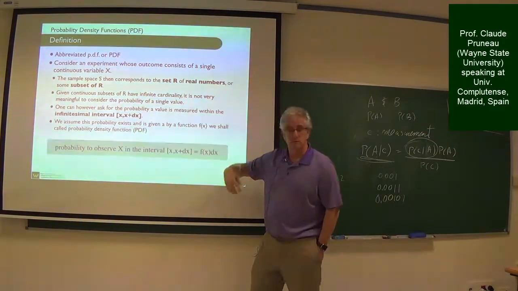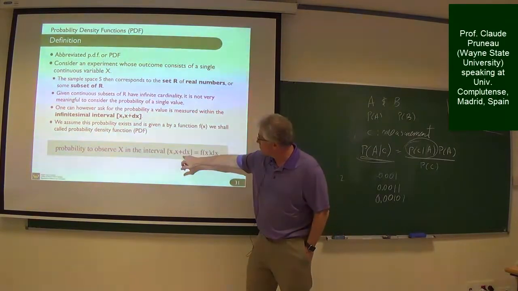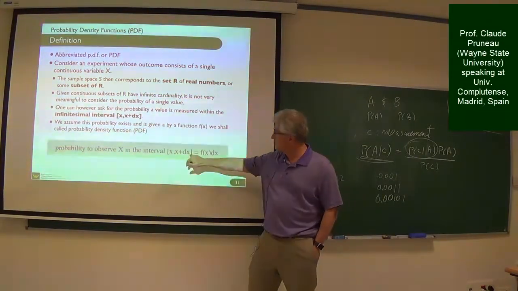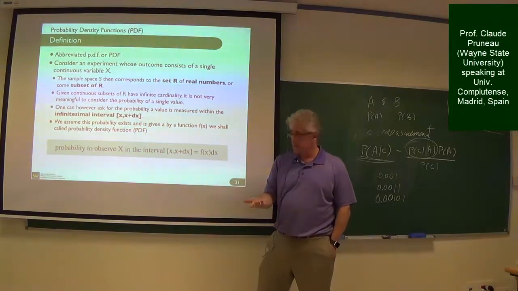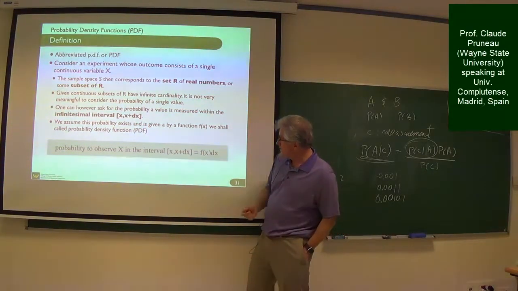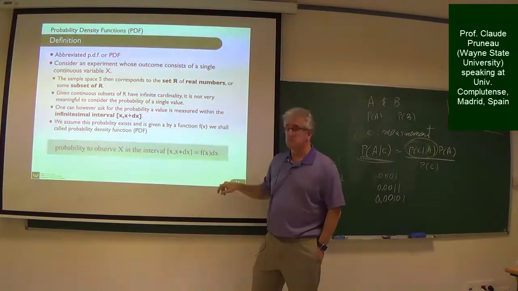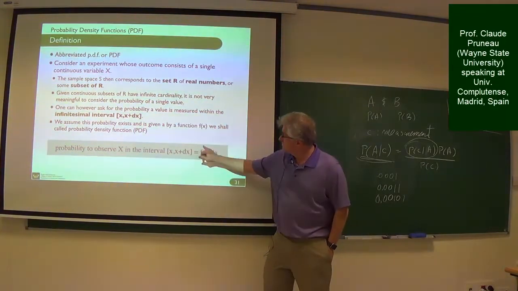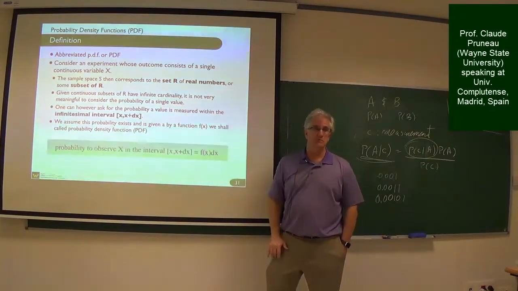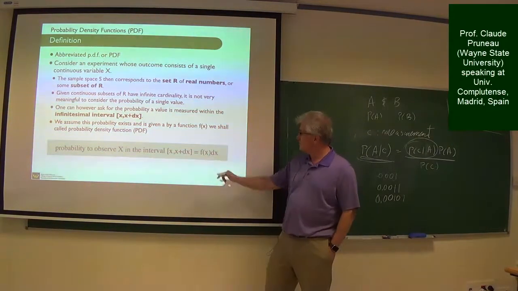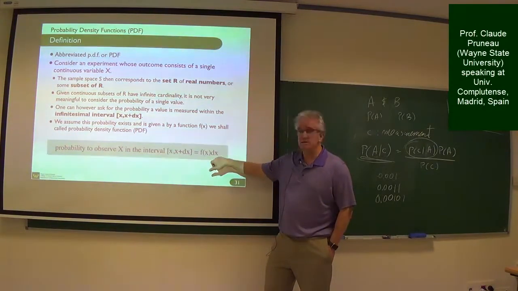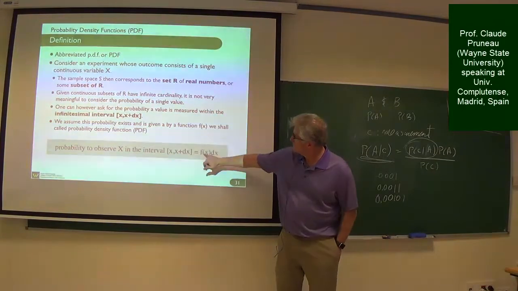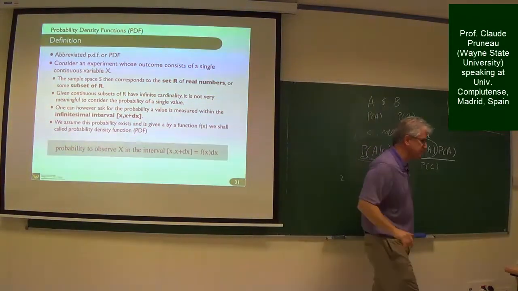I could start by making dx finite, but I can also go into the limit where dx becomes 0. And so in the limit where dx becomes 0, I can write this as f(x) dx. And so this quantity now becomes the density. That's a probability per unit of whatever x is. Okay? So that's what we call a PDF.